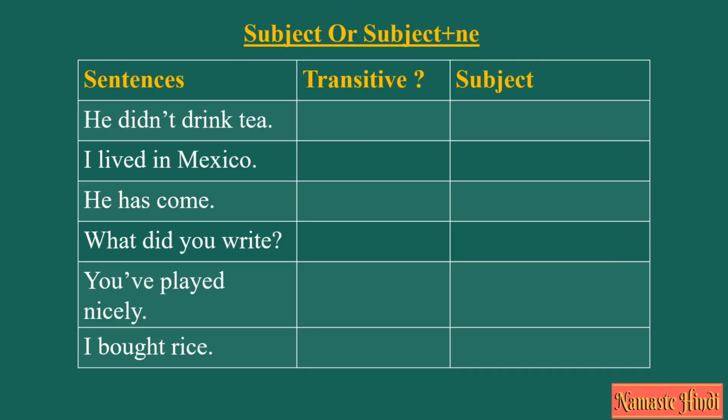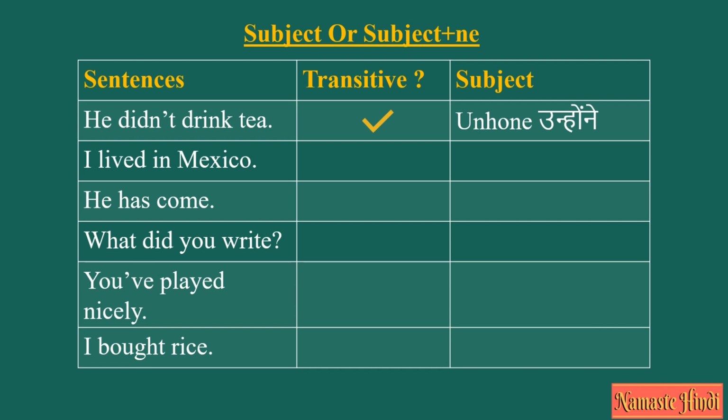Let's do some practice with sentences to find the correct subject. He didn't drink tea. Now ask the question, what did he drink? The answer is tea. So this is a transitive sentence. Let's try the it way. Can you say drink it? Yes, it sounds right. So the subject we are going to use is उन्होंने for he formal.